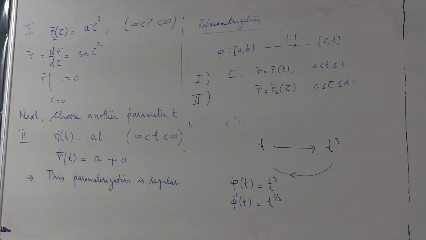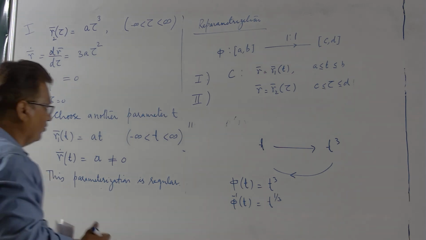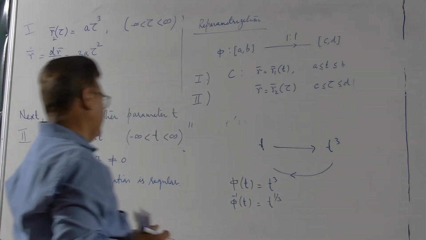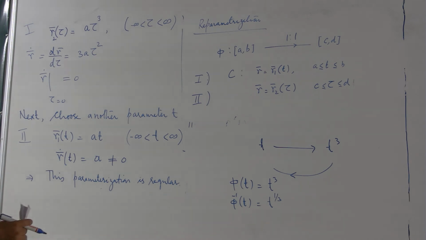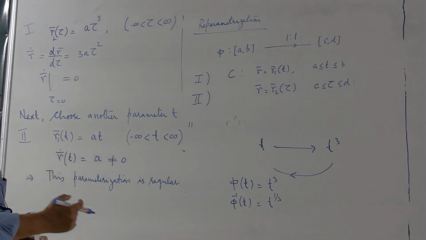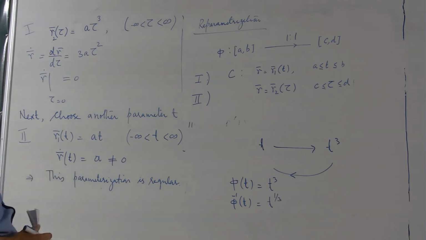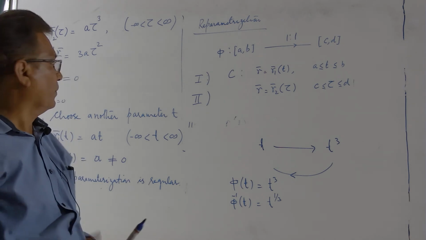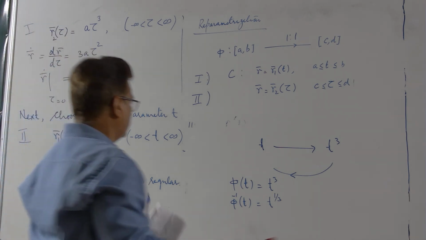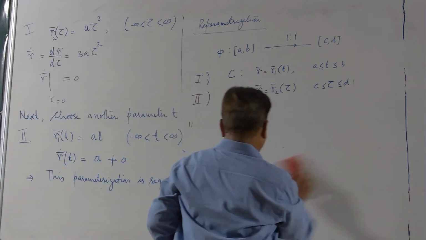So, in order to see whether you can go from one parameter to another parameter, you must check whether you have a map from one interval to another such that it is differentiable and its inverse is also differentiable. The map should be 1-1 also. All right. So, this is how you can consider different parameters.